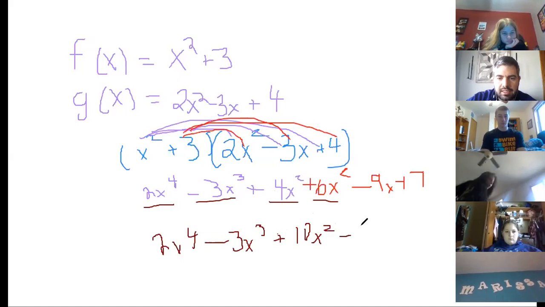And then we have minus 9x and then plus 7. So you'll see I went from something that was relatively small to now something that's really kind of big.